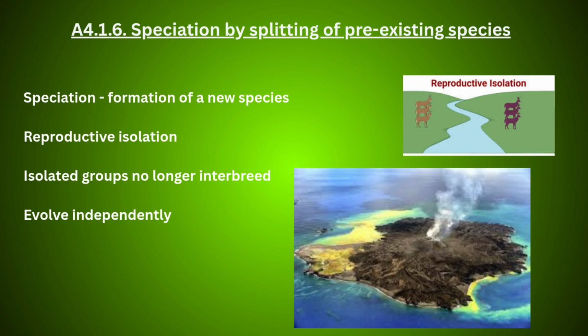Reproductive isolation can happen in many ways. It could be a physical barrier, like a river changing course, a mountain range rising, or even a lava flow separating a once unified population, as depicted in this image. The key here is that these isolated groups no longer interbreed. Over generations, they evolve independently.